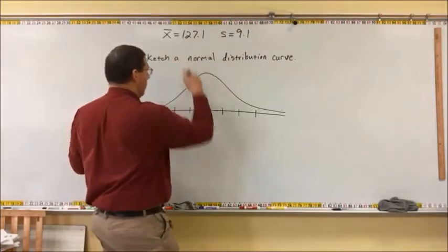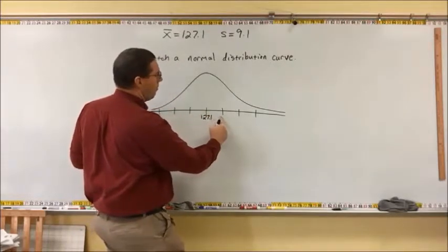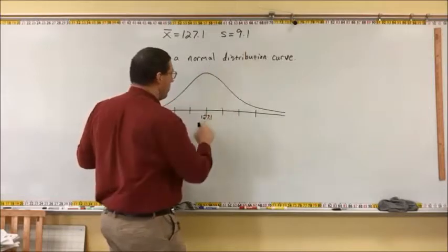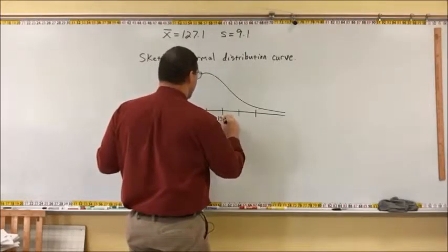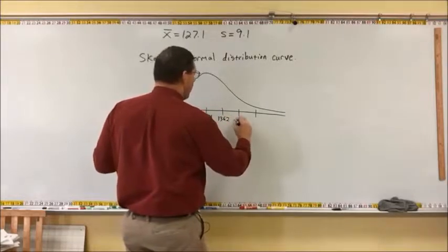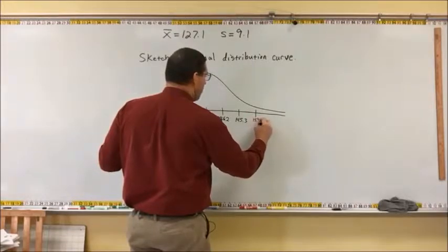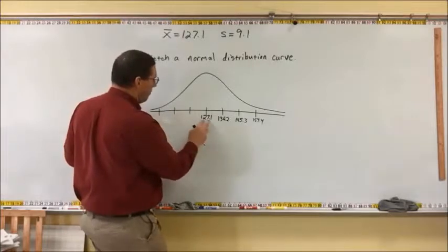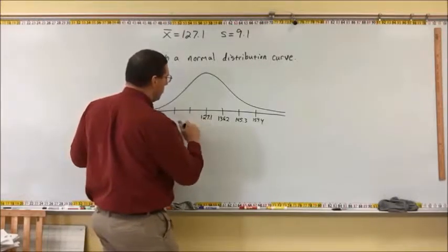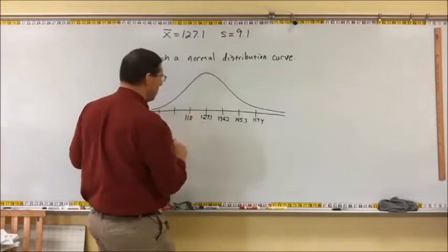All right, so let's see if you did it right. We'll put the mean, 127.1 here. Then we're going to go up by 1 standard deviation at a time, 9.1. So 127.1 plus 9.1 is going to be 136.2, and then 145.3, and then 154.4. Then we're going to go down by 9.1 at a time. So we're going to subtract 9.1 here, and we're going to have 118. It should be 118.